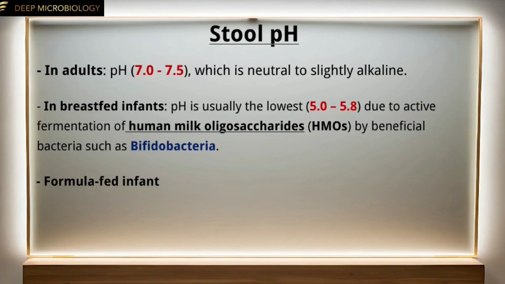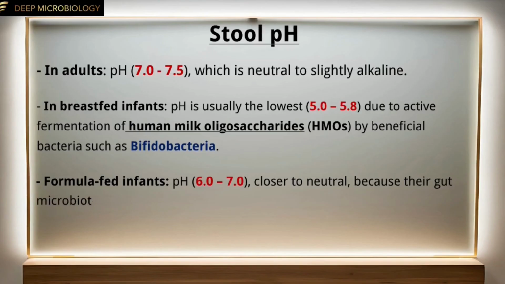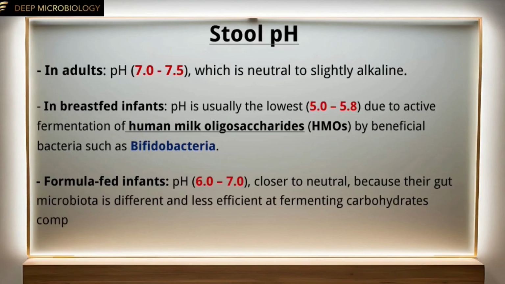In contrast, formula-fed infants often have a higher stool pH, 6 to 7, closer to neutral, because their gut microbiota is different and less efficient at fermenting carbohydrates compared to that of breastfed infants.